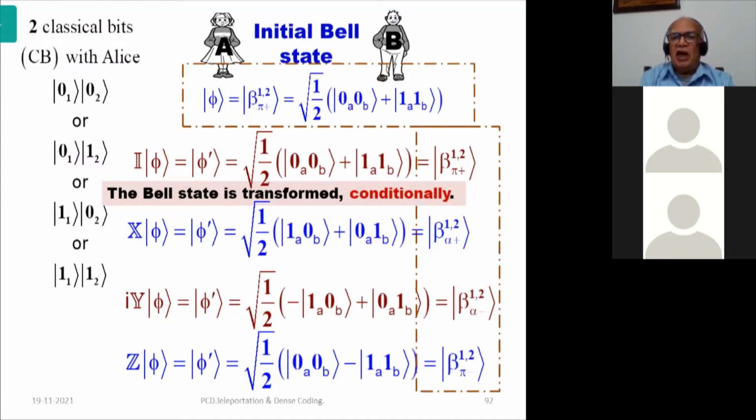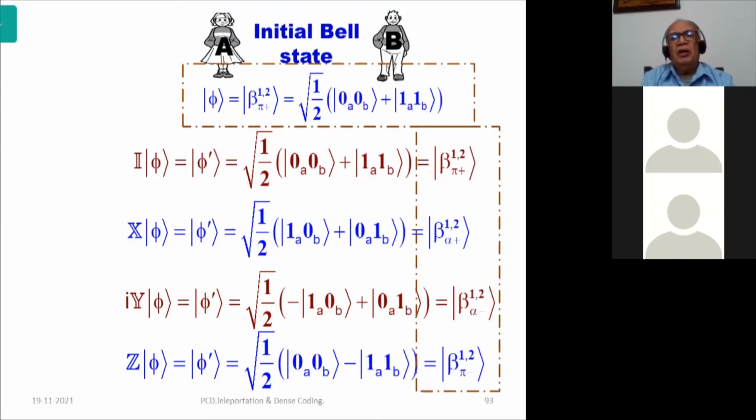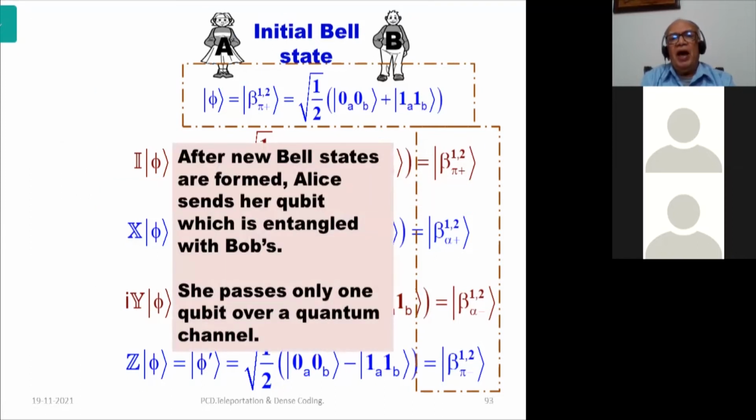So the Bell state is transformed, but it is transformed conditionally depending on which gate operation has been carried out by Alice. And she can convey this information using 1 qubit. That is the allowance. And the Holevo limit is that if she's communicating information using 1 qubit, then it cannot carry any more information than about a single classical bit. That is Holevo's theorem.